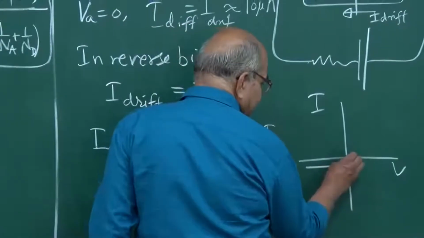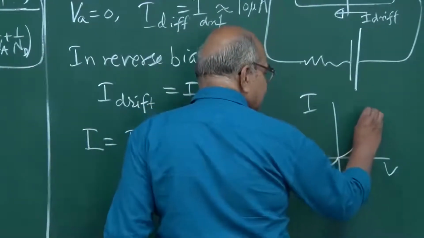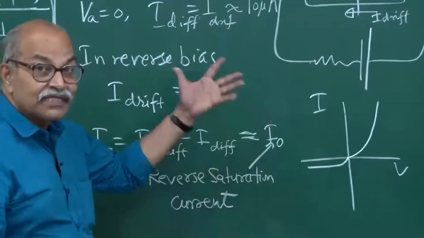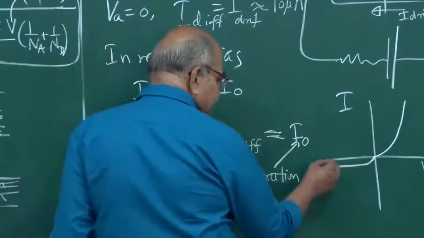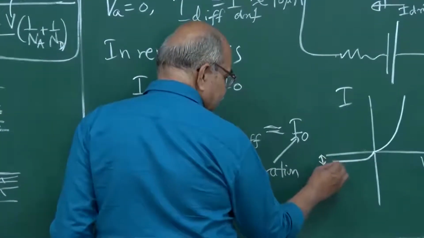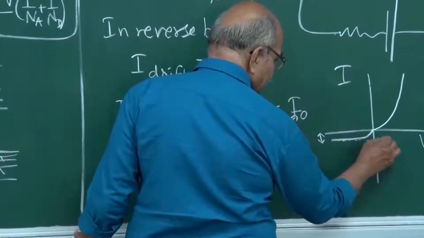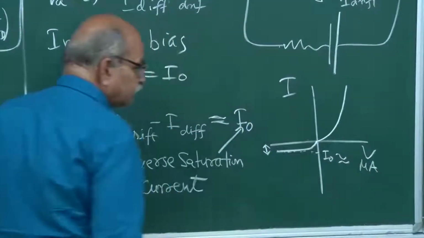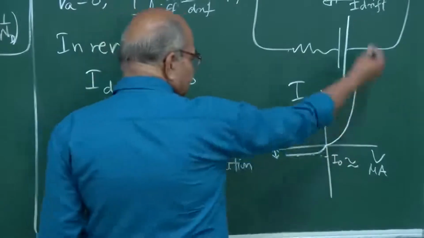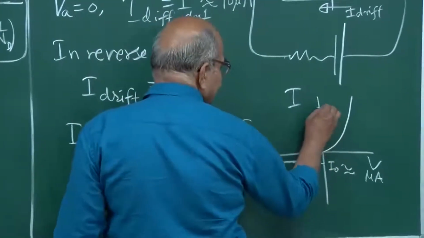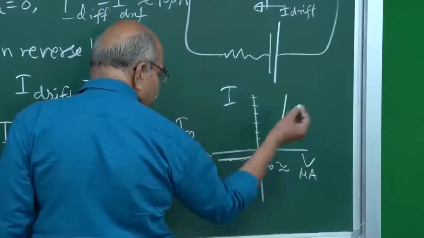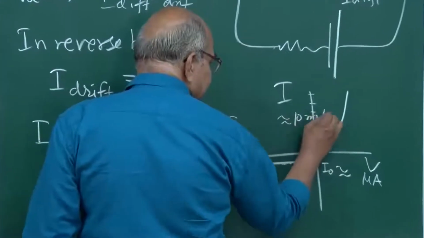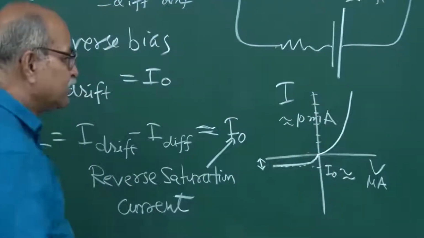Okay, but the scales for this side and this side are very different. If you want to show it on the same plot, because this reverse saturation current, this I naught here, is of the order of few microamperes. Whereas in forward bias, the currents could be easily in milliamperes, few tens of milliamperes.